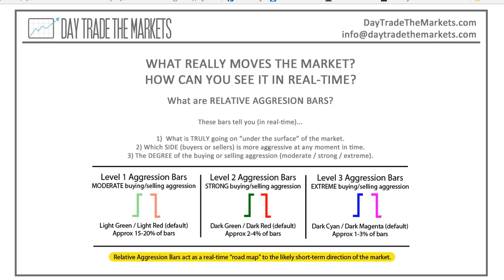But right now, I just wanted to talk about what they are, and you can see here that there are three different levels of aggression bars: level 1, level 2, and level 3. We really want to pay attention to level 2 and level 3 especially. Those are the strong and the extreme aggression bars.